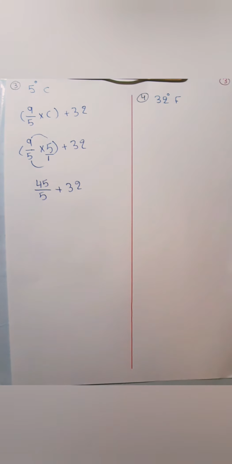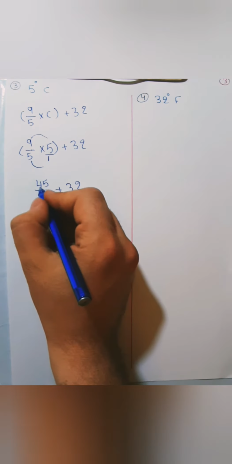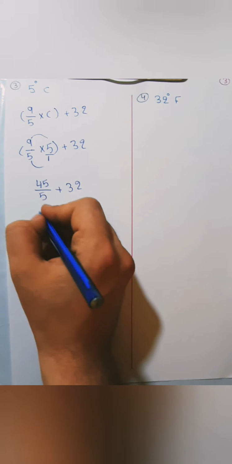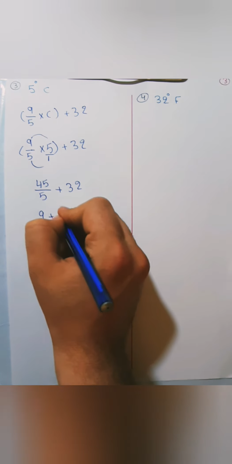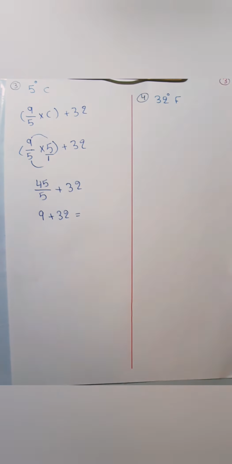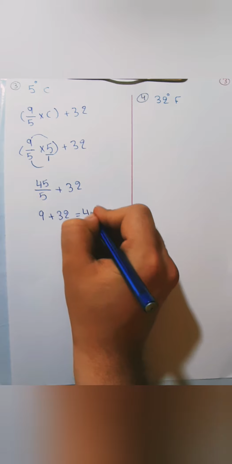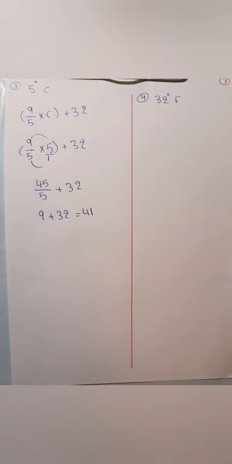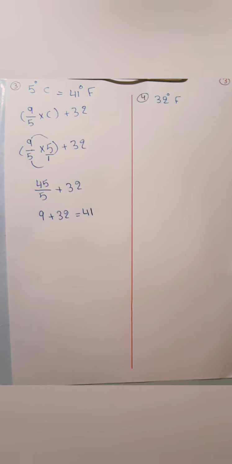Now we can divide 45 by 5. 45 divided by 5 equal to 9, plus 32. 9 plus 32 equal to 41. So 5 degrees Celsius equal to 41 degrees Fahrenheit.